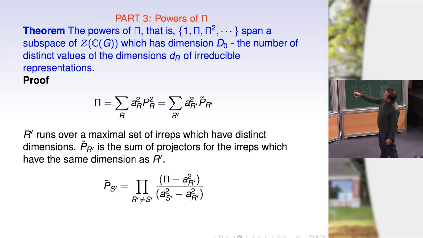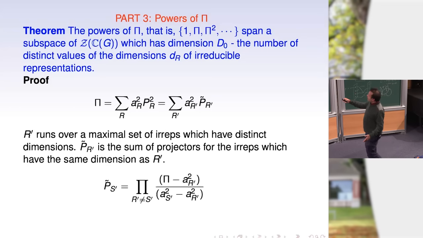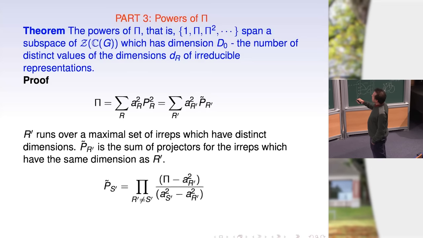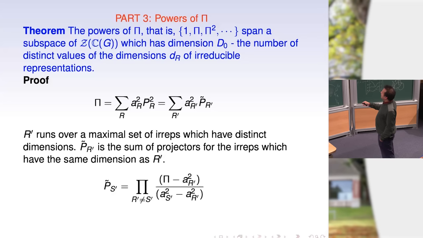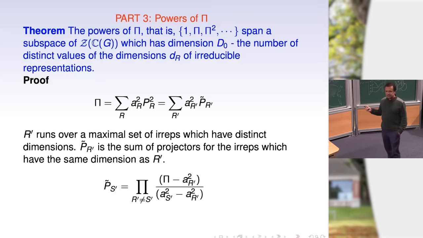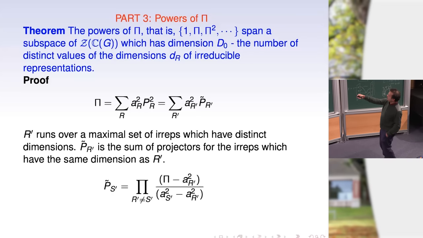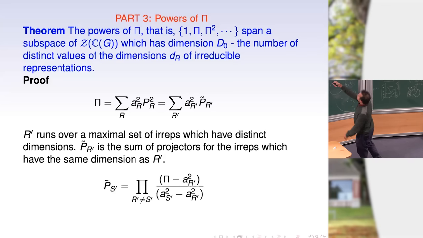So now I've written pi in a way where it is a sum of orthogonal projectors with coefficients which are all distinct. And whenever you have such an expansion of some element in a commutative algebra where all the coefficients are distinct and these are all orthogonal projectors, then there's a formula for each of these orthogonal projectors in terms of pi. You have to take pi minus these guys, divide by that guy. So basically, you can get all these projectors from powers of pi, some combination of powers of pi. So therefore, you can span, that proves this theorem, basically.